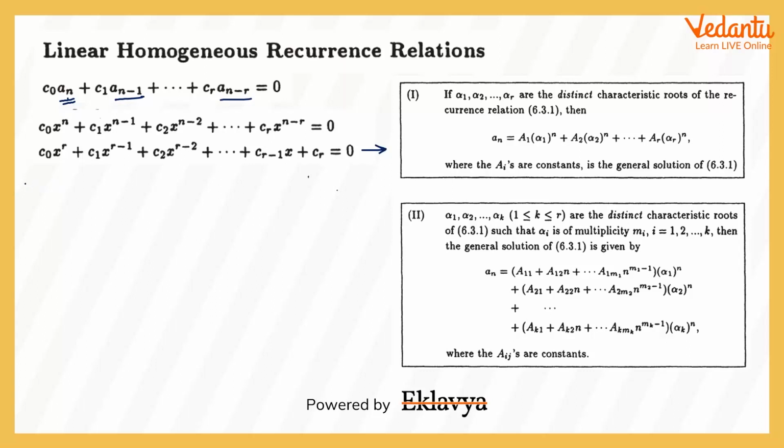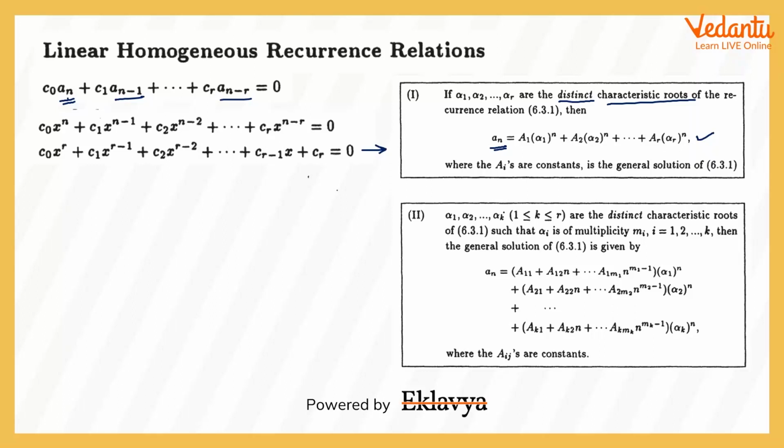Now, if you solve this characteristic equation and we get its roots to be alpha 1, alpha 2, alpha r, if they are all distinct roots of this characteristic equation, then an will be directly a1 into alpha 1 power n plus a2 into alpha 2 power n and so on, ar into alpha r power n. Okay, and by initial values you will find a1, a2 and so on.